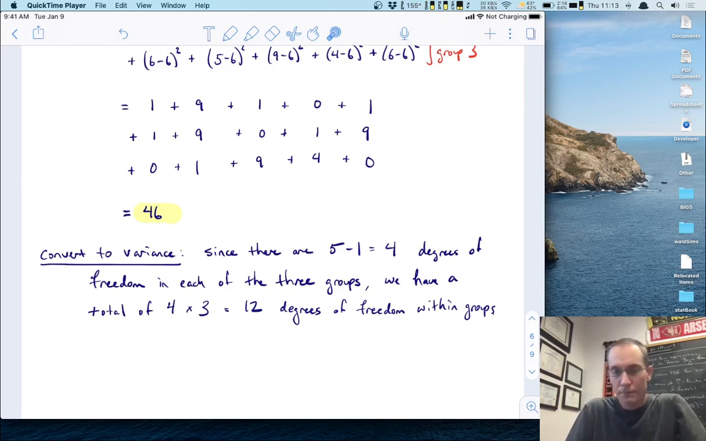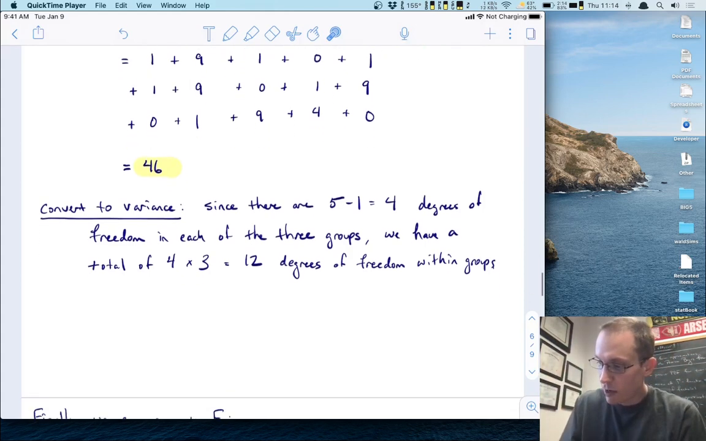What are the degrees of freedom? Well, since there are 4 degrees of freedom in each of those 3 groups, then we have 4 times 3 equals 12 degrees of freedom total within groups. Remember, we're pooling this all together. So we take the degrees of freedom from each group, which was 4, 4, and 4. Okay? So that gives us 12 degrees of freedom.